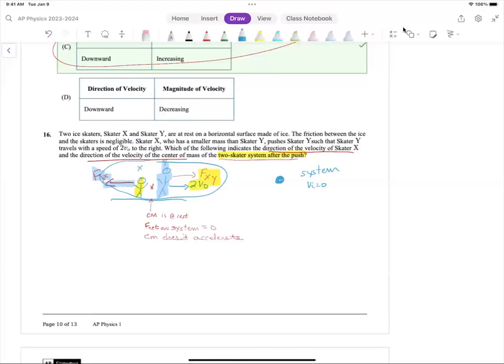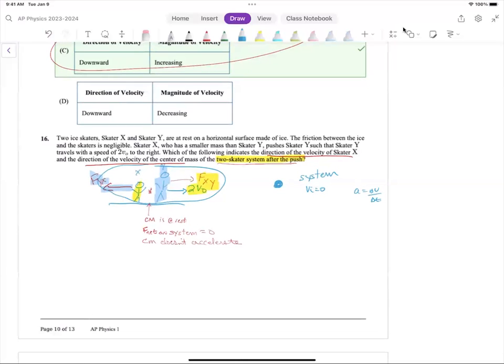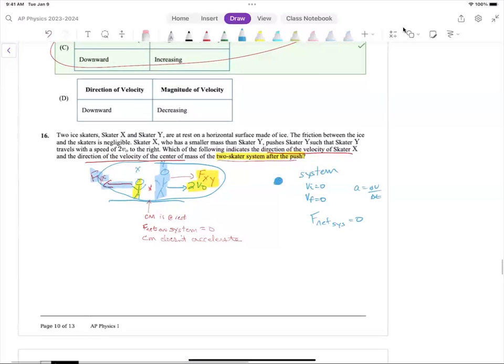Well, in order for the velocity to change, I have to have an acceleration. Definition of acceleration, change in velocity over change in time. There is no net force acting on this system. So even though the individual people move and their velocities change, the actual system velocity will stay the same because the net force on the system is equal to 0. Those forces from X on Y and Y on X, they're equal and opposite. They're internal and they happen to cancel each other out.